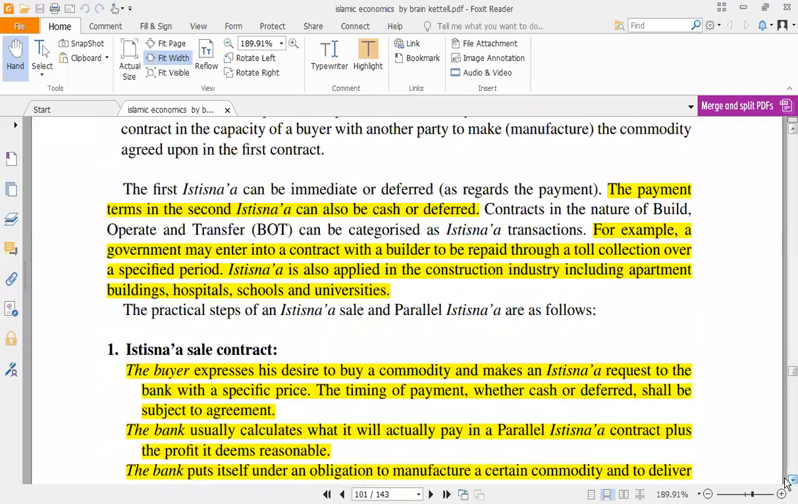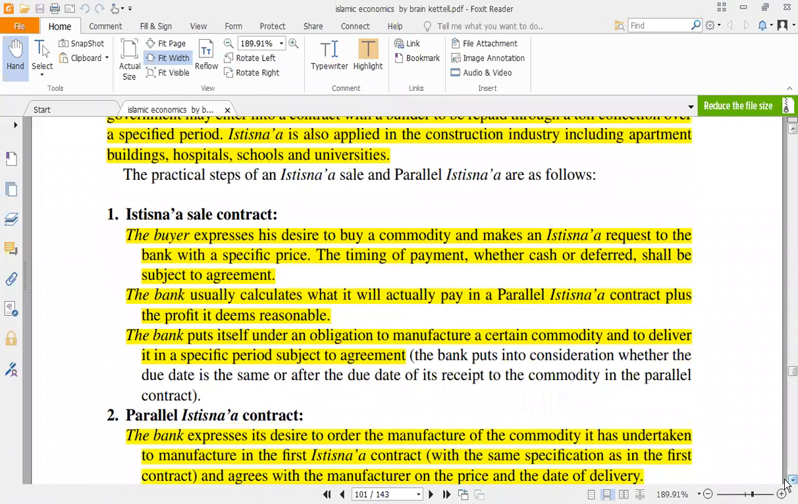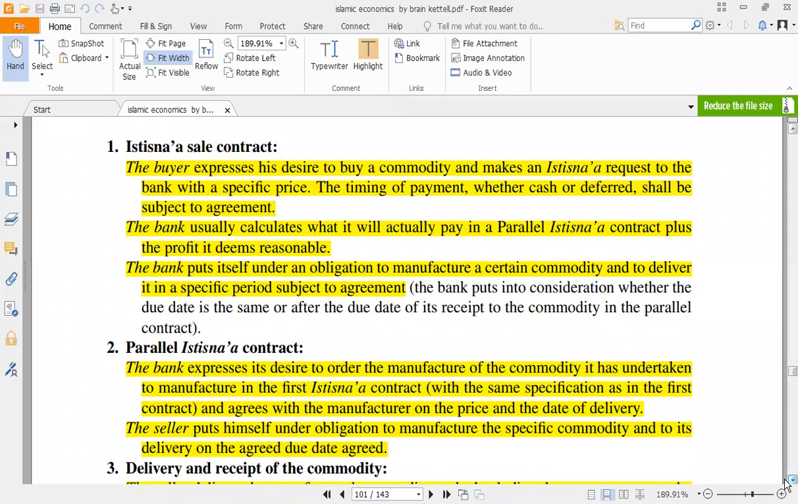Now, here we are going to discuss the example. Here, very simple. So, but this type of istisna works in the construction sector and manufacturing sector and the fabrication sector. Example is given, you can do by self. Two types of istisna. Istisna sale contract, parallel istisna contract.